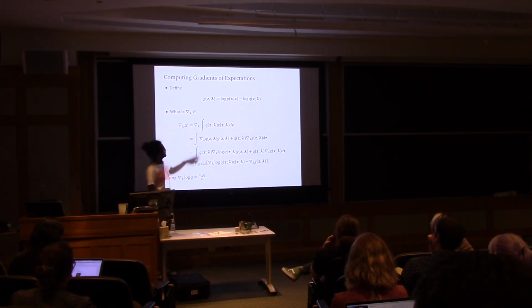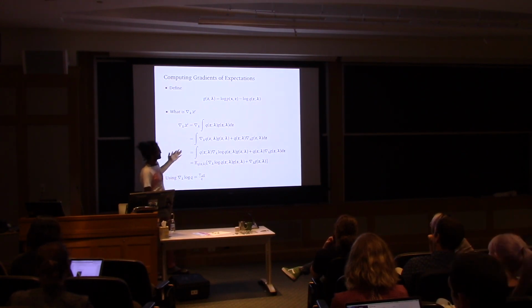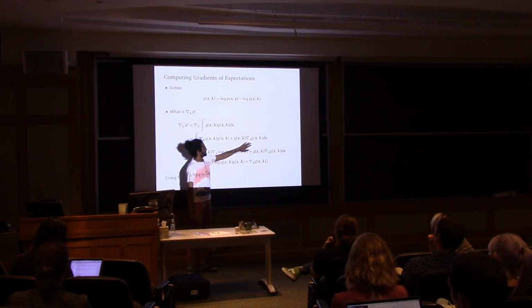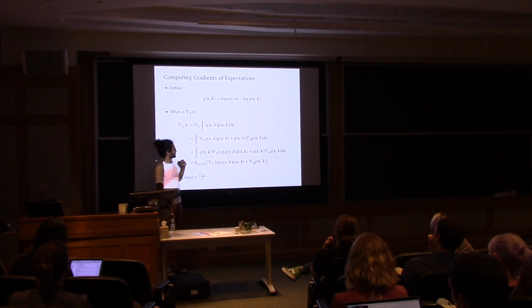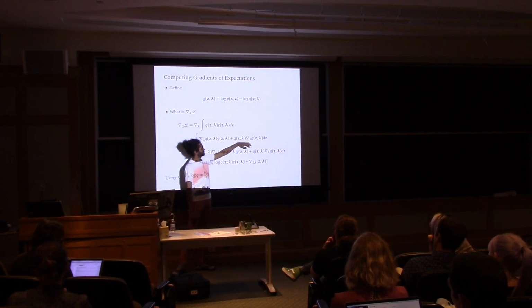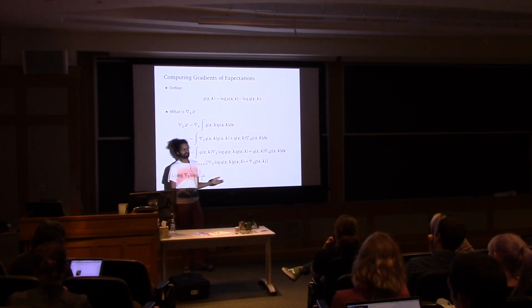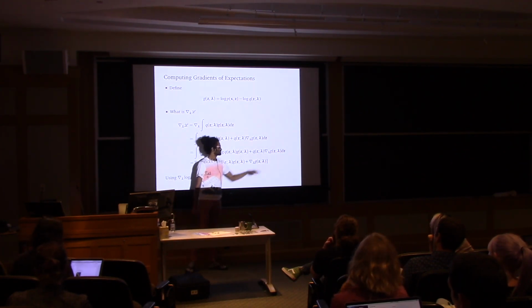Then the next step, I'm going to interchange the derivative and the integral, which you can do under some technical conditions, and then just follow the high school product rule. That's what that is. Then in the next step, the second term is already an expectation with respect to q, and so I'll just keep it as is.